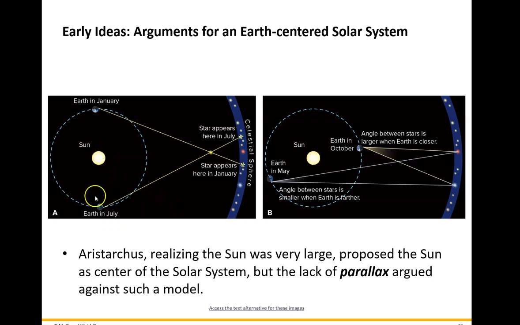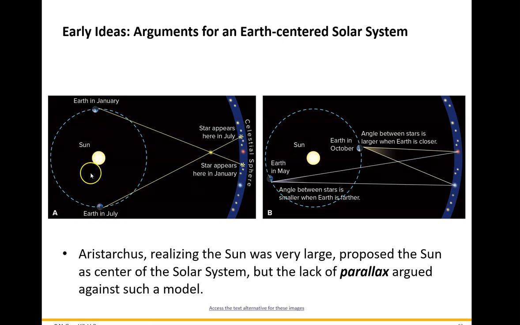So when the Earth is on one side of the sun, if you observe a star, and the stars are at different distances from each other, and of course they are, that star would appear against some background of stars. I guess this is July. From this angle, you would notice that the star is lined up with a particular grouping of background stars, and then 6 months later, it's January.